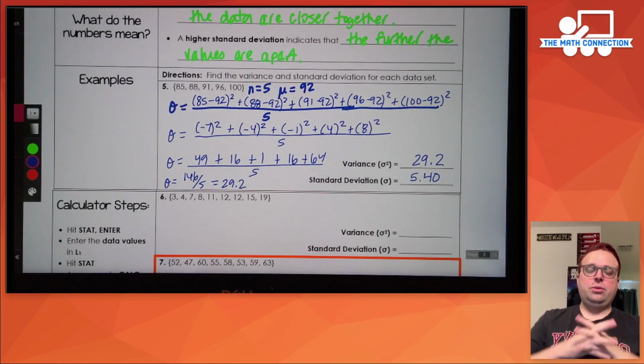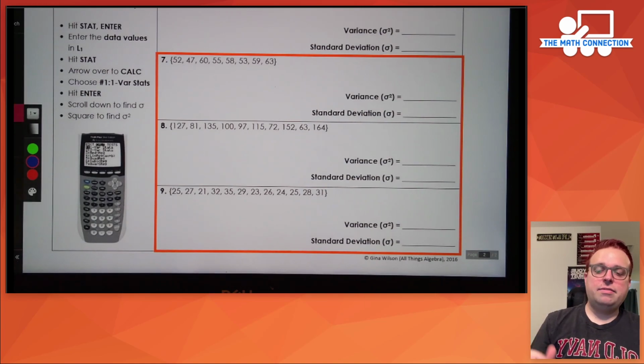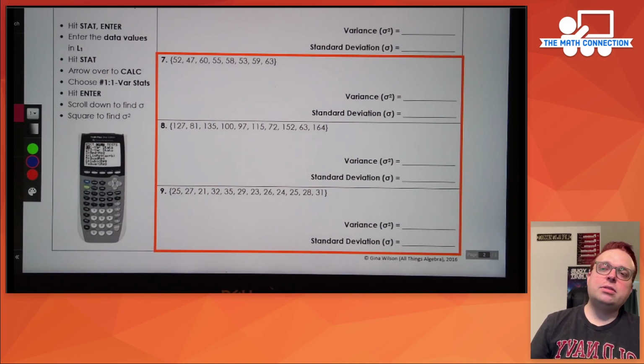Now, I will caution you. Do you notice how there are calculator steps here on the left? This is for a TI-83, a TI-84, a TI-84 Plus, a TI-84 Color Edition, a TI-89. Basically, it should be the same in all these calculators. If for some reason you have one of those and it's not working for you, come to office hours, we'll troubleshoot it together.